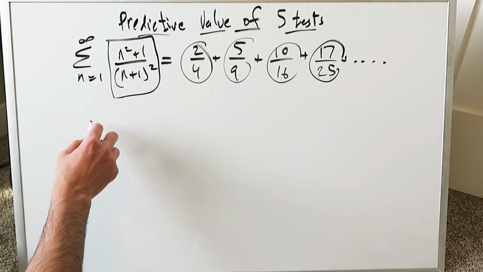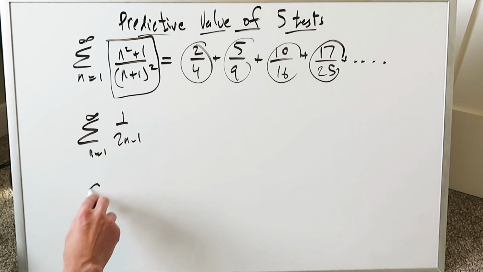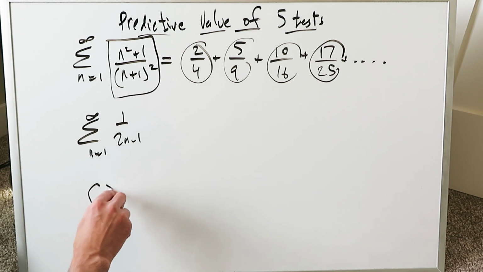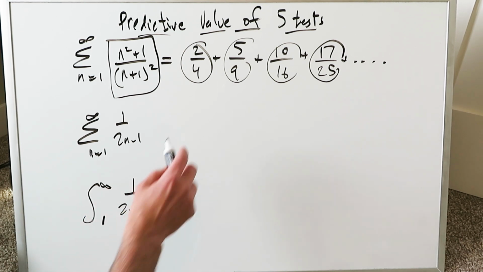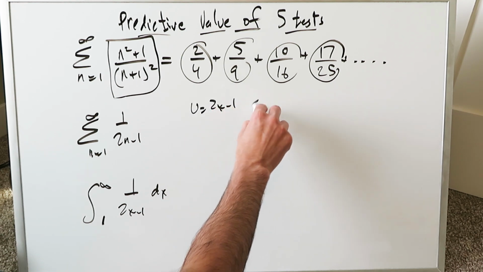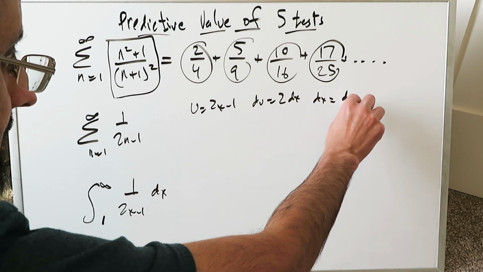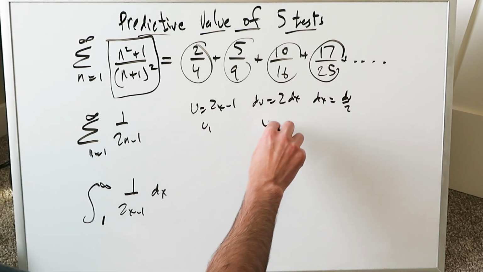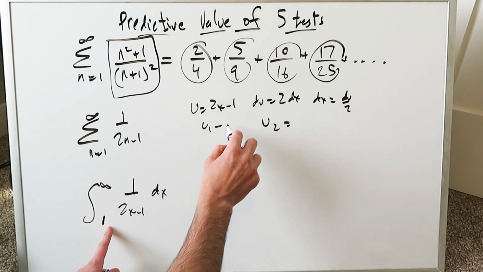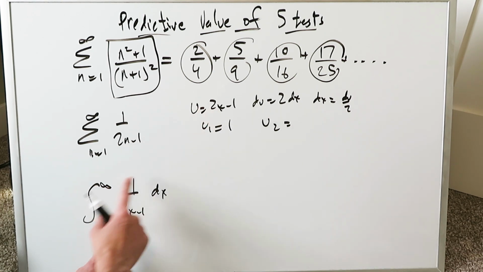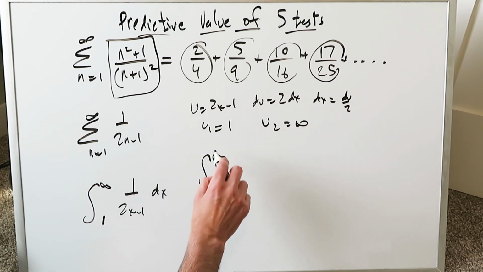When we looked at this one right over here, n equals 1 to infinity, 1 over 2n minus 1, the integral would be from 1 up to infinity, 1 over 2x minus 1 dx. Let's integrate this very quickly. If u is equal to 2x minus 1, du is equal to 2 dx, dx is equal to du over 2, u1 and u2. u1 is equal to 2 times 1, which is a 2 minus 1 is equal to 1. u2 is 2 times infinity minus that, which is still infinity. We're looking here at from 1 up to infinity.